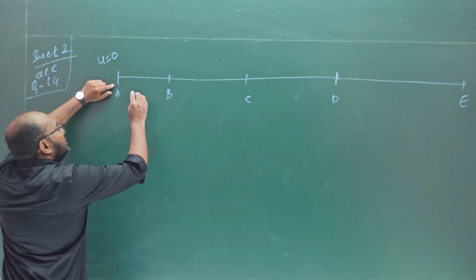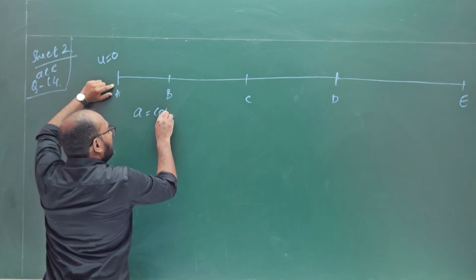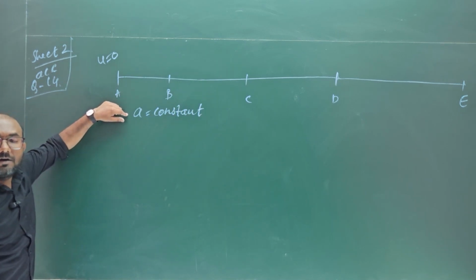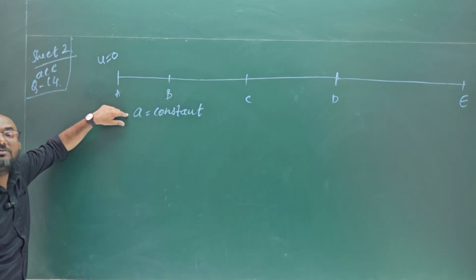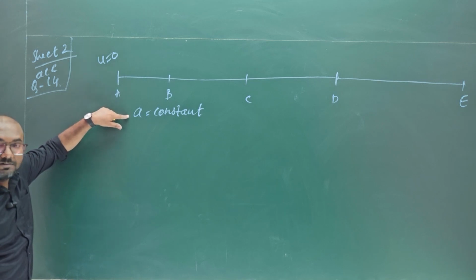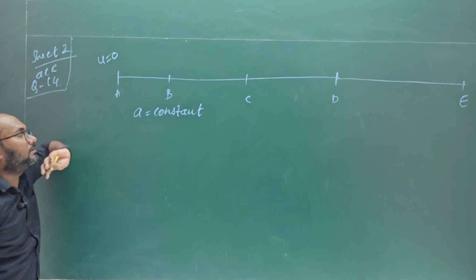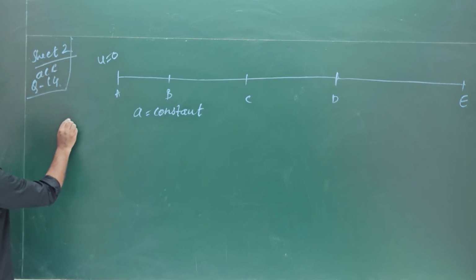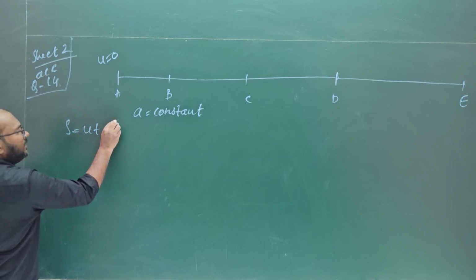For example, A is constant. Given that A is constant, they can use the words A is equal to constant, or they can use the words A is equal to uniform. Uniform acceleration and constant both mean the same. Okay. For example, what is our formula if initial velocity is 0? S is equal to ut plus half at square.